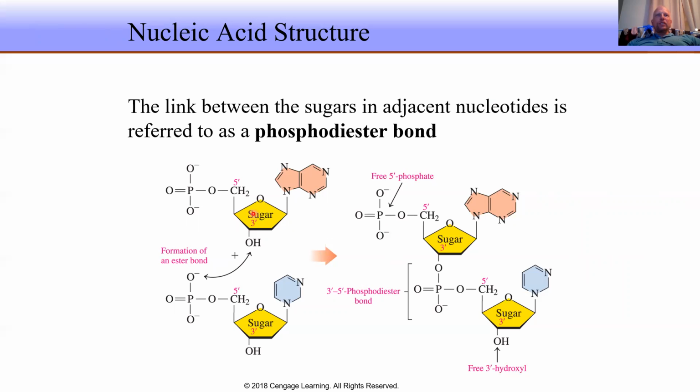So this is the reason why DNA is only synthesized in the 5' to 3' direction. We have to add the nucleotides in this order so that these groups can react to form phosphodiester bonds as shown here. So now we have a short piece of nucleic acid, and once again there's the free 5' end with the phosphate, and then we have the free 3' end with that hydroxyl group.